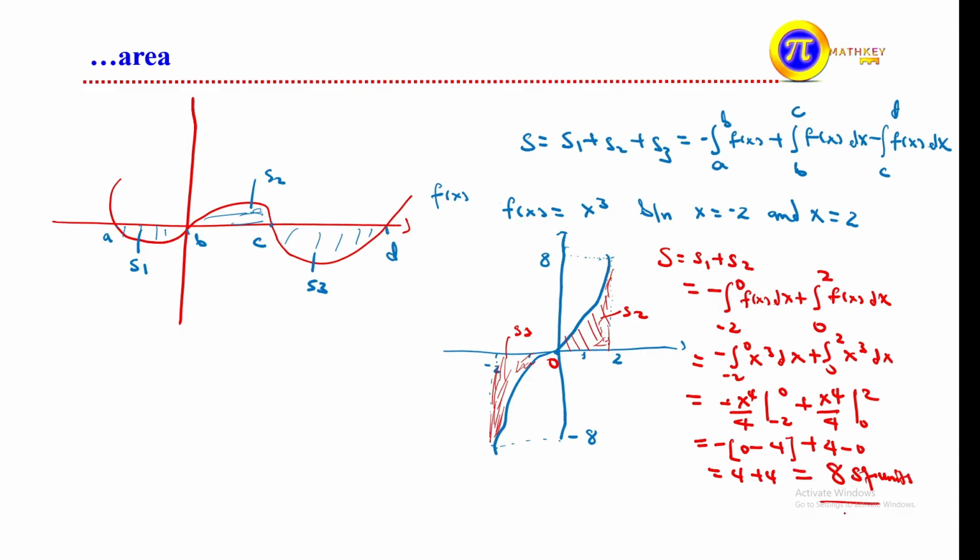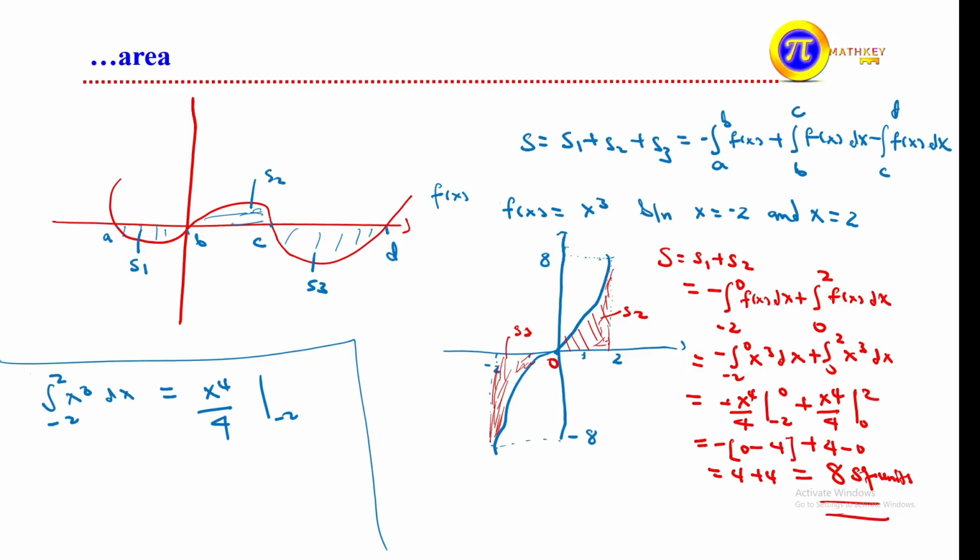In this way we find it. But if you integrate directly without taking this value difference or sign difference into consideration, we make a mistake. Let us see this one: the integration of this f of x, that is x to the power 3 dx, between negative 2 and 2. Integrate this one; the result is x to the power of 4 over 4 between negative 2 and 2.